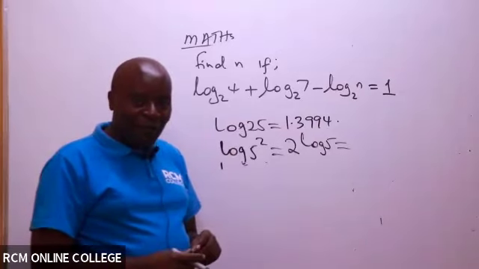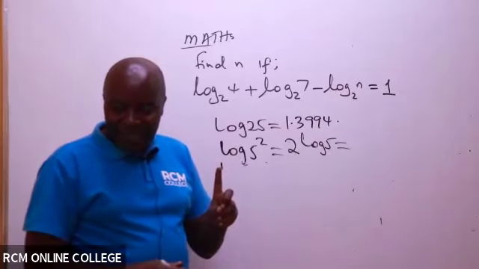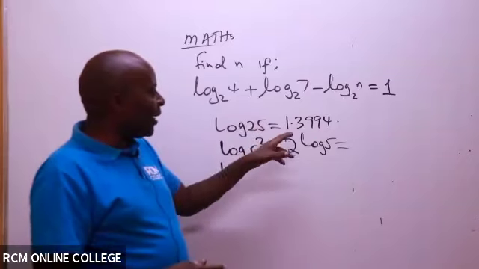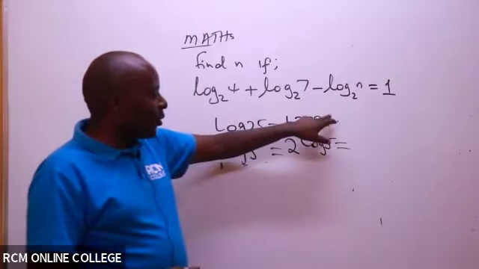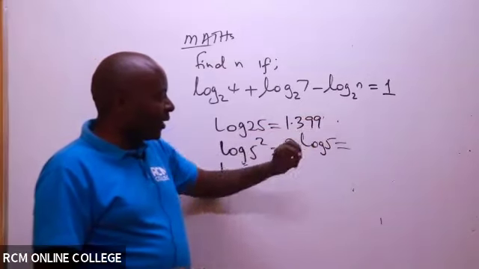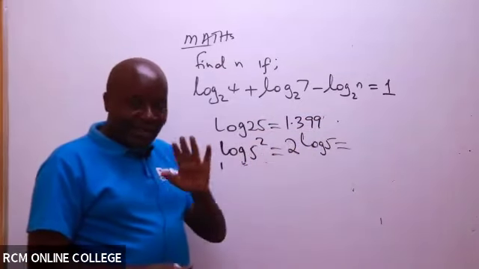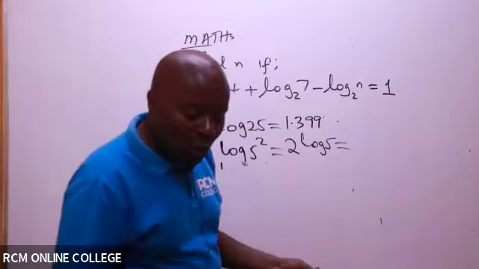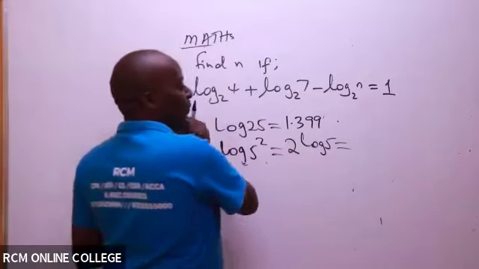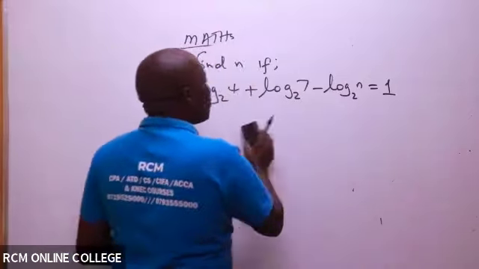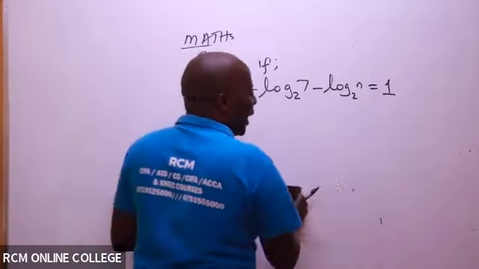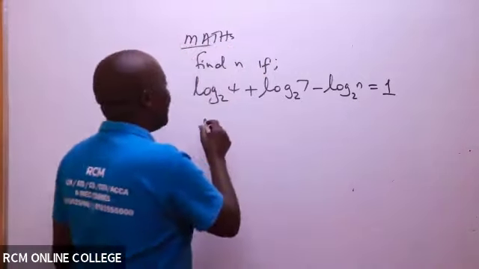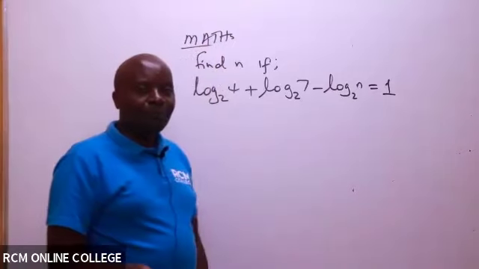2 log 5. Are we getting the same answer? Oh, it's not 1.3994. Sorry for that. I'm being corrected here. Thank you for that. Yeah, it is the same, isn't it? It is the same. So we have the multiplication rule for logarithms. And then we have, ladies and gentlemen, something very important called the quotient rule.